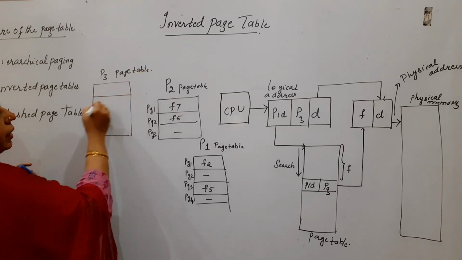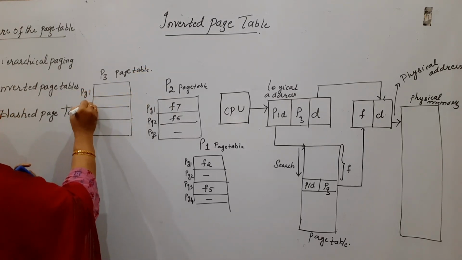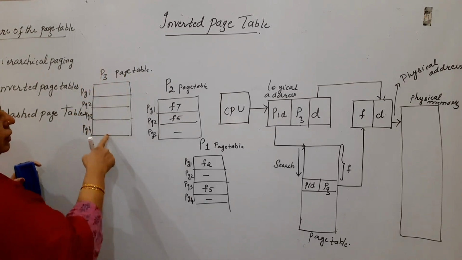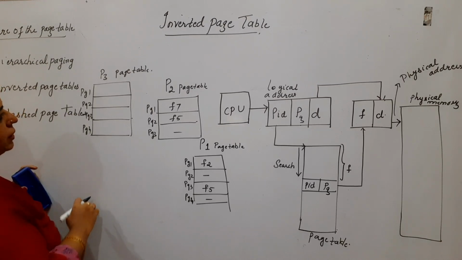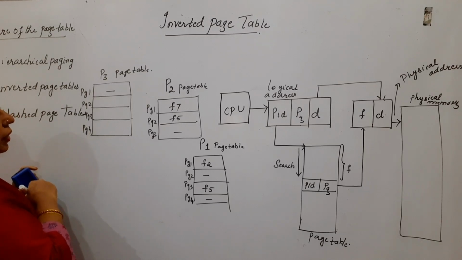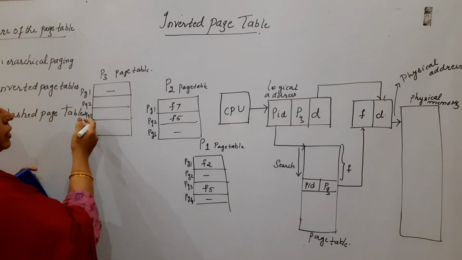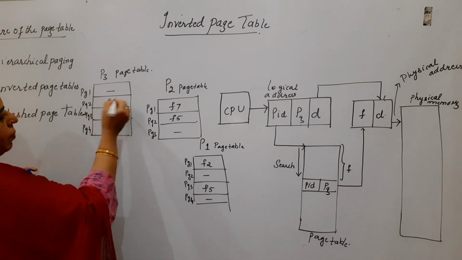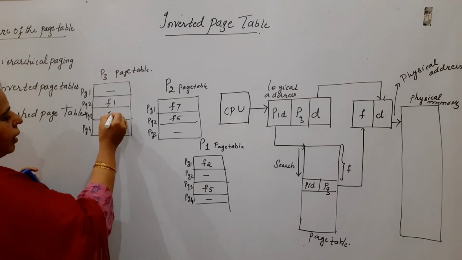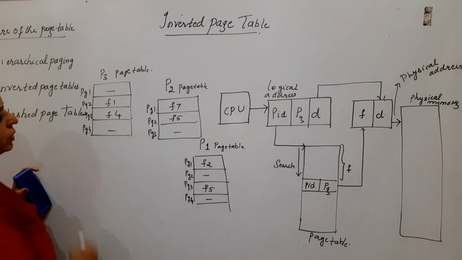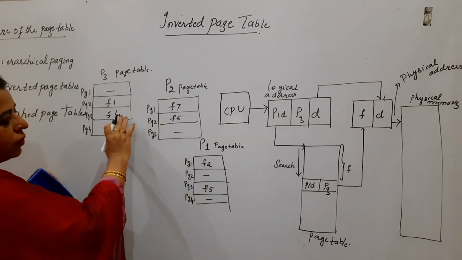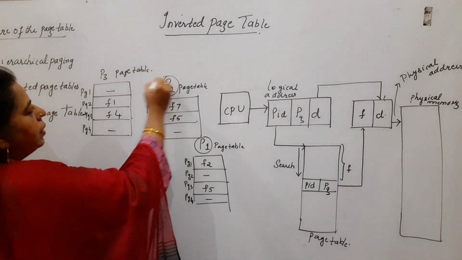P3 has 4 pages, so it should have 4 entries: PG1, PG2, PG3 and PG4, because P3 has only 4 pages. So the page table for P3 will have only 4 entries. And where are these pages stored? Let us assume there is no page PG1 loaded into the main memory, so it will be a dash here. PG2 is present in frame number, let me take F1. PG3 is present in frame number, let me take some number randomly, F4. PG4 is not loaded. So these are the 3 different page tables of the 3 processes, P1, P2 and P3.